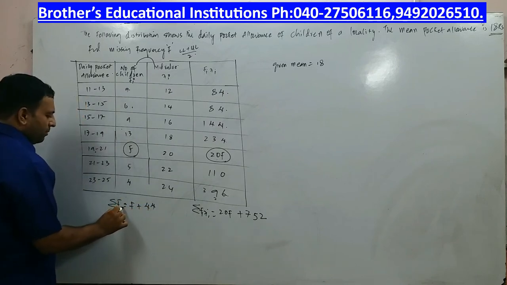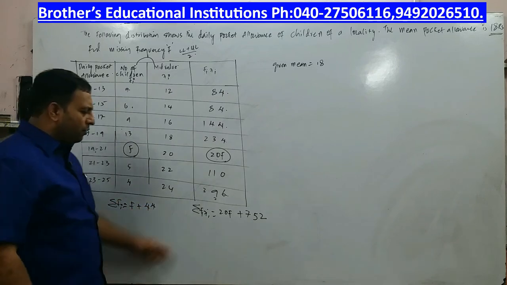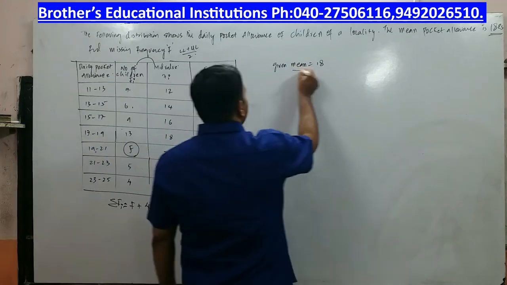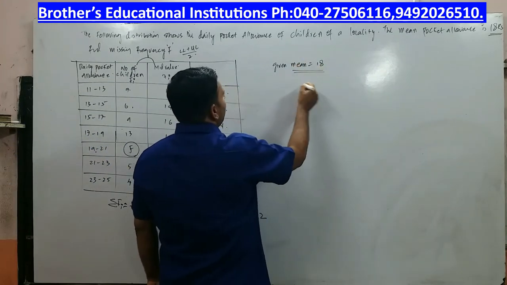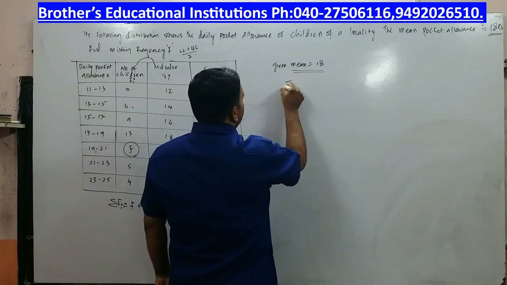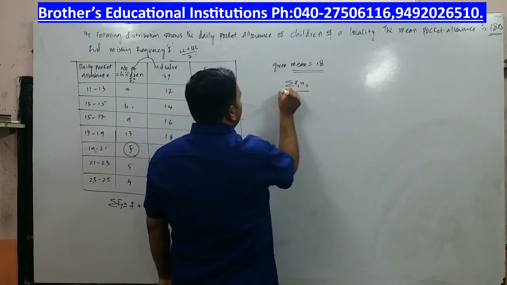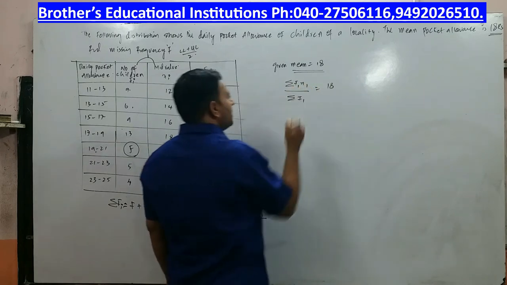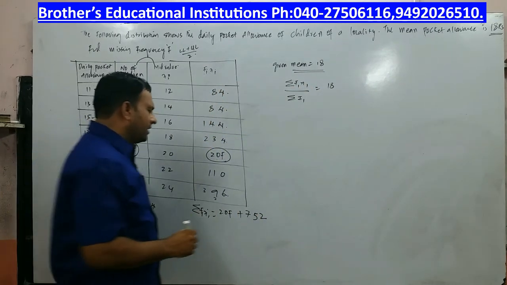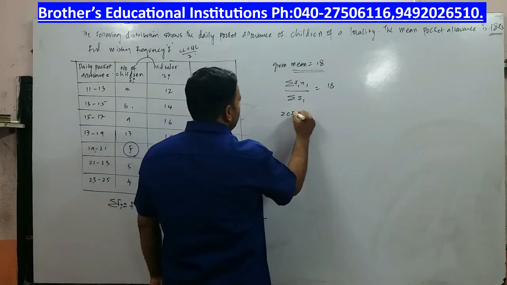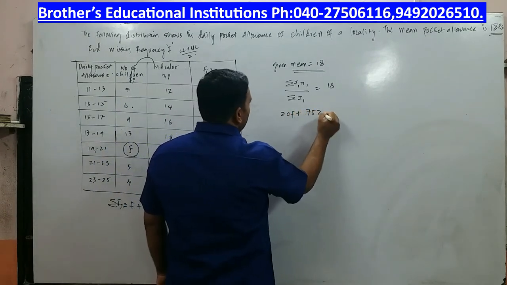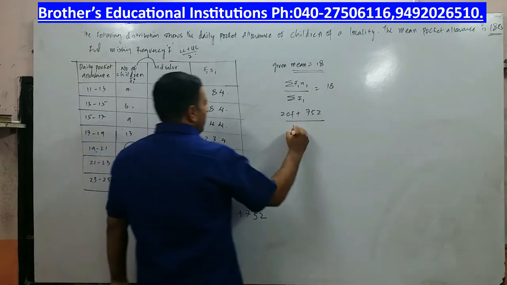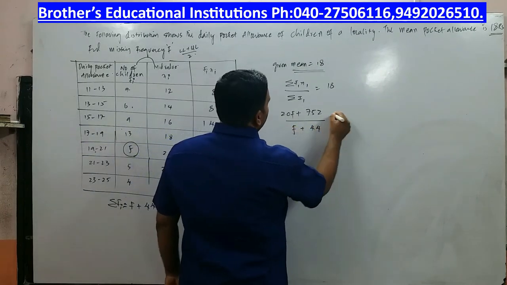So I got sigma fi, which is f plus 44, and sigma fi xi, which is 20f plus 752. Now the given mean is 18. What is the mean formula? Mean is equal to sigma fi xi by sigma fi, because we are going to do it by the direct method, and that is given to you as 18. What is sigma fi xi, my dear children? It is 20f plus 752, by sigma fi, which is the missing frequency f plus 44, is equal to 18.